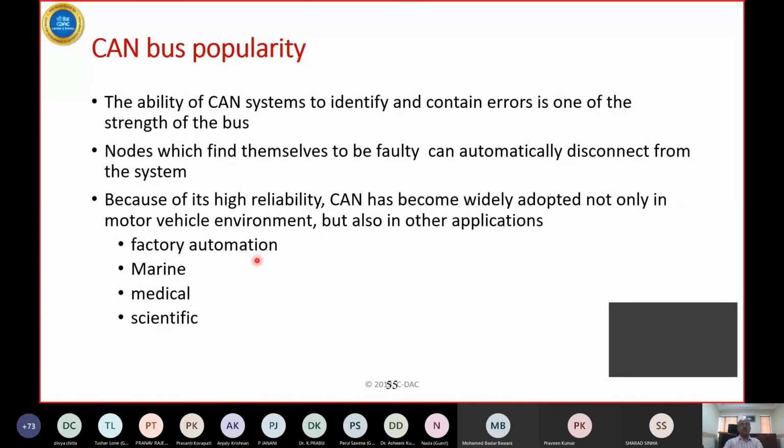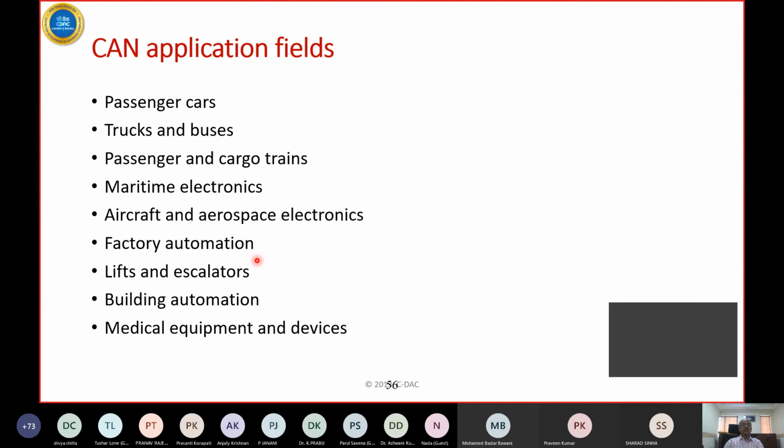Why is CAN bus popular? The first reason is it can identify the errors, and the nodes which are causing trouble can be secluded. They can automatically disconnect. Reliability is the key here. Though it started with cars, factory automation, marine, medical, and scientific devices use CAN bus internally. So cars, buses, trucks, ships, aircraft, lifts, building automation, and medical equipment are where CAN bus is used. So that completes our discussion about CAN.